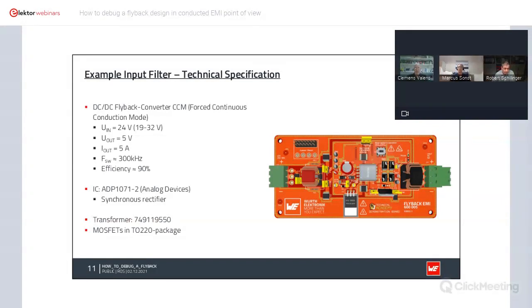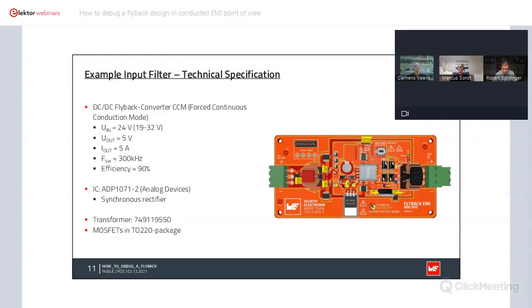And I say something about the Flyback. We have typically 24 volt input. We have 5 volt output at 5 amps, around 25 watts. We are using a chip with 300 kilohertz switching frequency. You can see this frequency again after a few slides. And we reach an efficiency of around 90%.